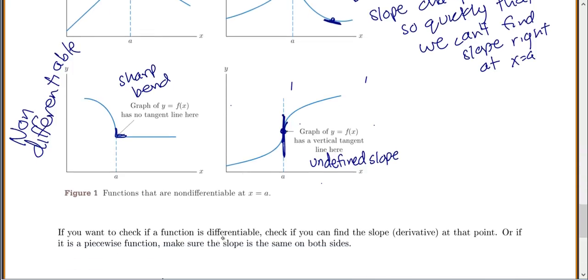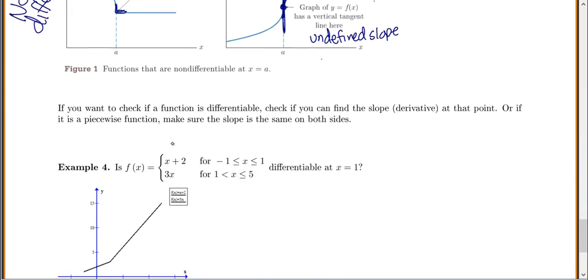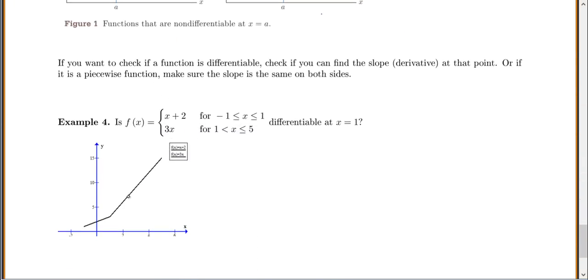So if you wanted to check if a function is differentiable, doing it more mathematically, what we're going to do is see if we can find the slope or the derivative at that point. Or if it's something like a piecewise function, like this where the function changes, you want to find the slope from both sides and make sure that it matches. So this example, this is the same function we already looked at. We saw that it was continuous. Now let's see if it's differentiable. I can see just looking at it that that's going to be a sharp bend, or my slope changes drastically at that point.